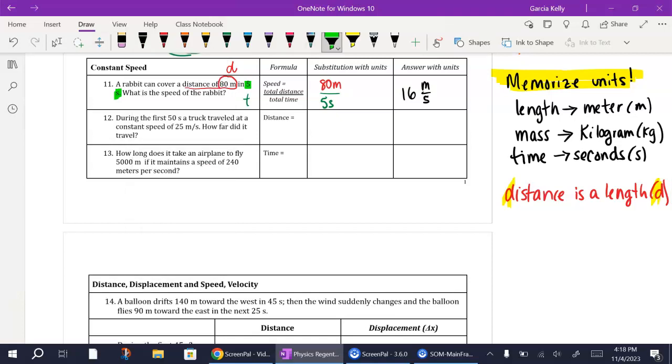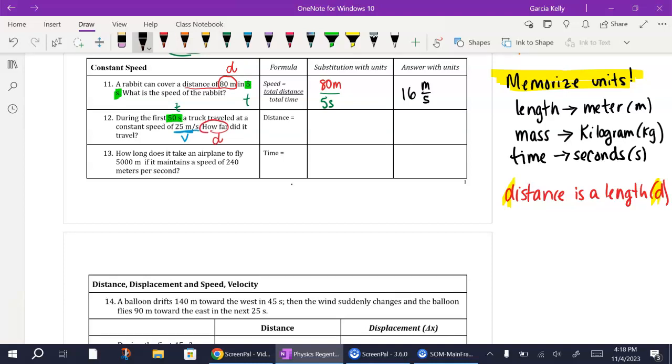In the next one, I have 50 seconds. So that's going to be time. And I have meters per second as a combination. So this must mean that this is my velocity. And what I'm looking for this time is how far, a distance.